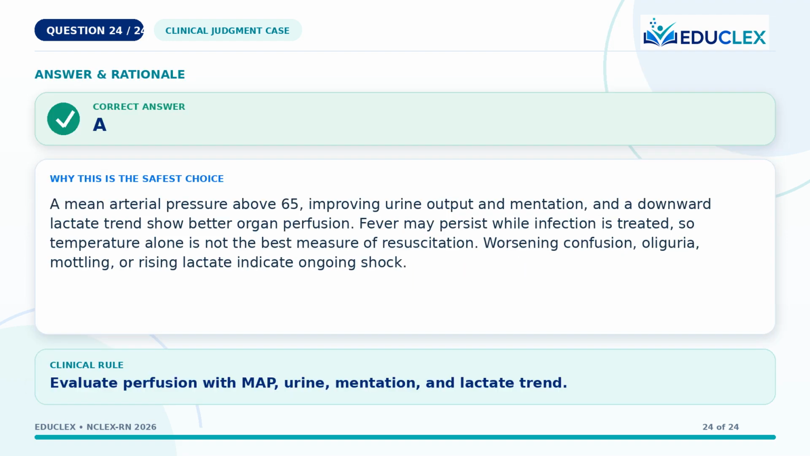The correct answer is A, a mean arterial pressure above 65, improving urine output and mentation, and a downward lactate trend show better organ perfusion. Fever may persist while infection is treated, so temperature alone is not the best measure of resuscitation. Worsening confusion, oliguria, mottling, or rising lactate indicate ongoing shock.